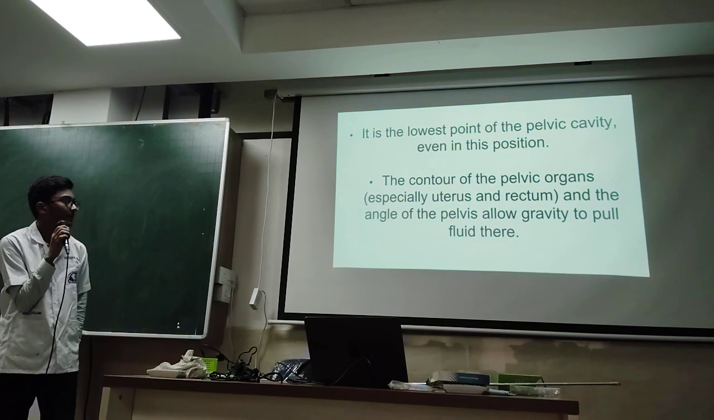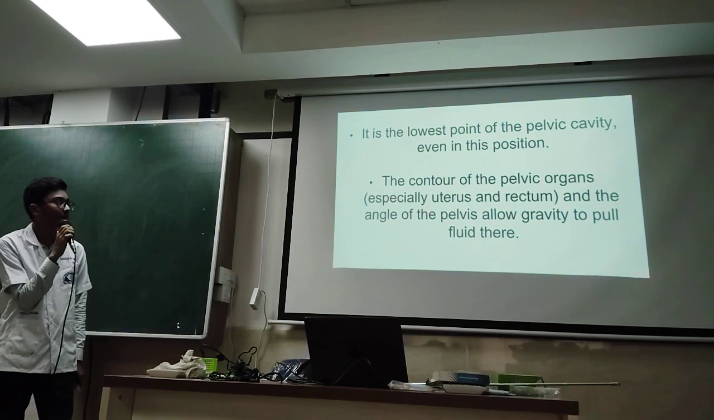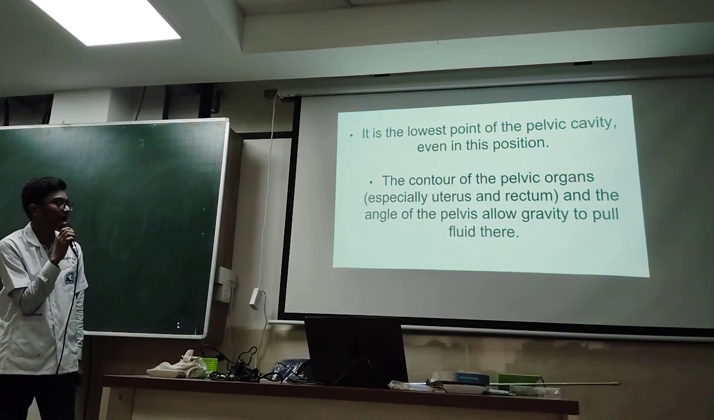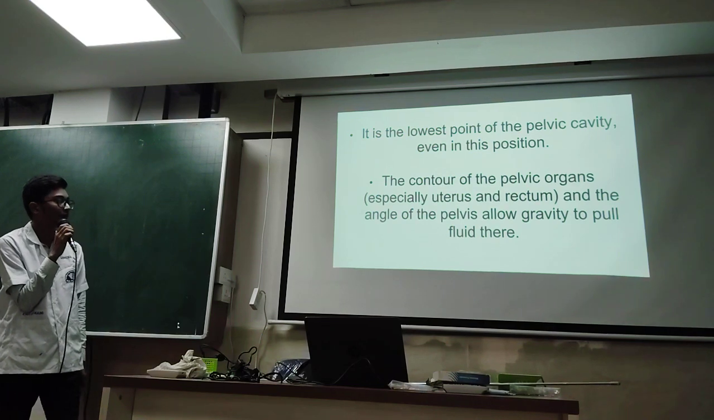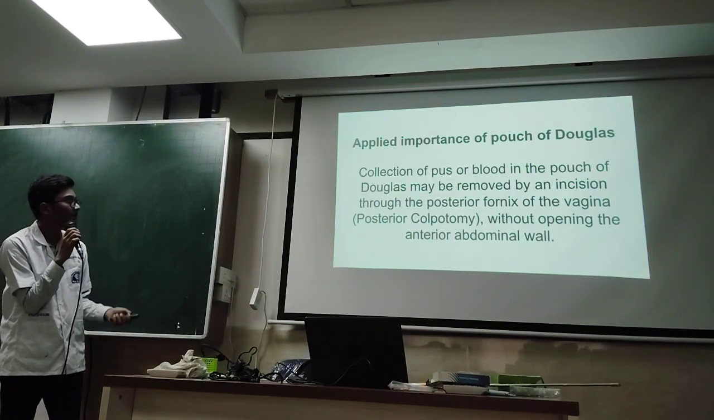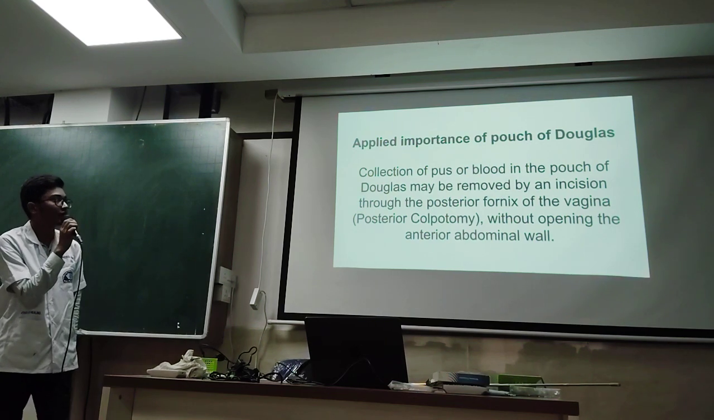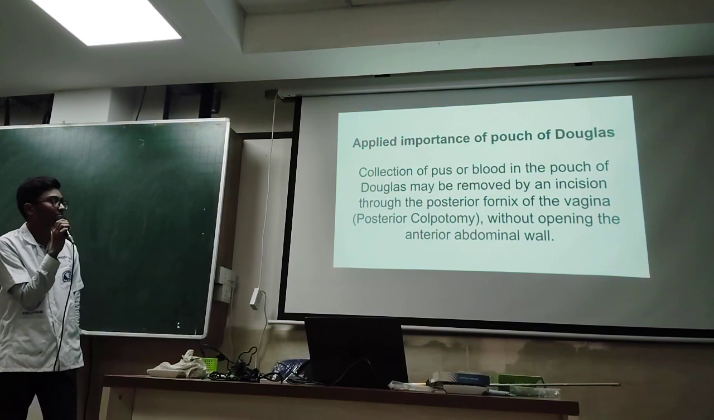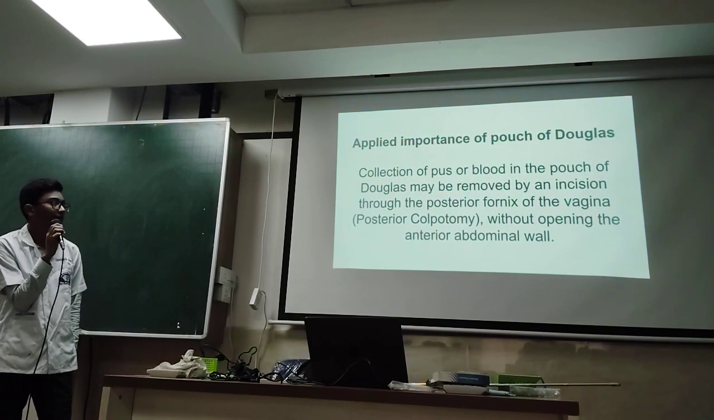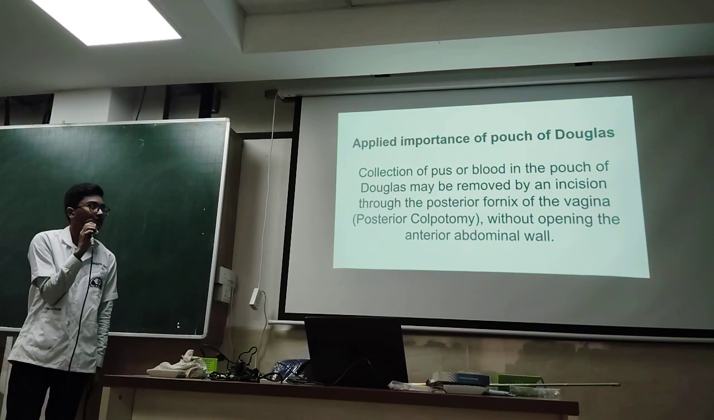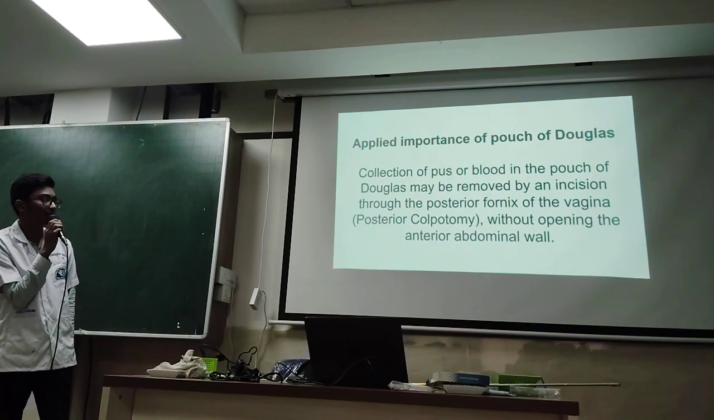The contour of the pelvic organs and the angle of the pelvis allow gravity to pool fluid there. Applied importance of the pouch of Douglas: a collection of pus or blood in the pouch of Douglas may be removed by incision in the posterior fornix of the vagina without opening the anterior abdominal wall.